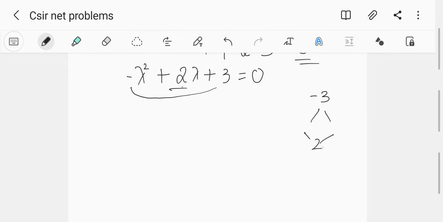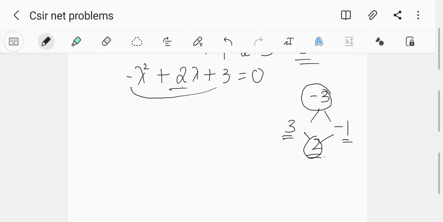So what are the elements? So if I take 3 into minus 1, 3 into minus 1 gives me minus 3. Yes. 3 minus 1 is 2. Yes, I am getting 2. So when you multiply those two elements, you have to get minus 3. When you add those two elements, you have to get 2. So such elements are 3 and minus 1.